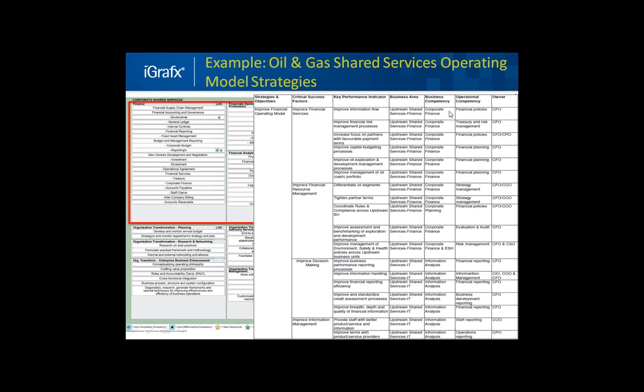Then you have the business competencies. That could be corporate finance, or you could have corporate planning involved, or you could have corporate finance and environmental, health and safety involved. You could further have information analysis involved because they need to support the financial reporting. So that would be part of the upstream shared service IT departments. However, it's still the CFO who is the owner and responsible for the financial reporting. But he needs to interact with IT to enable that for the information analysis.